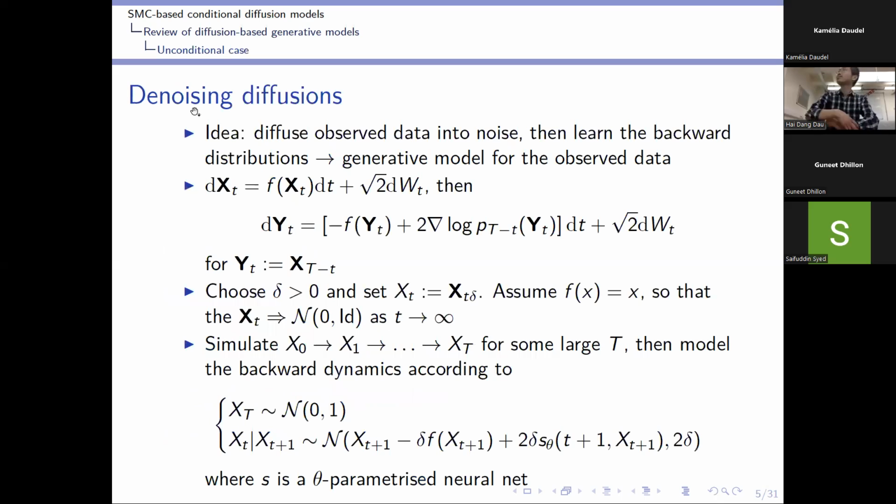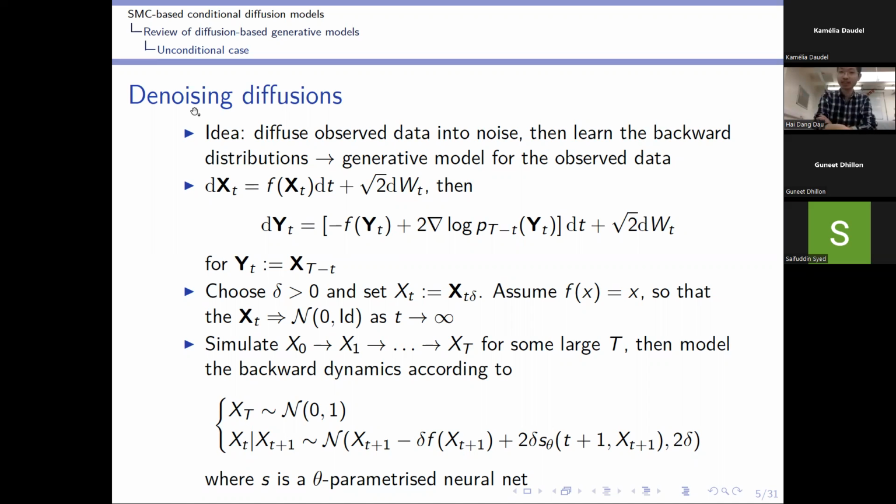Okay, so the idea of denoising diffusions is that you have some data, you diffuse the observed data into noise, and then you learn the backward distributions so that you get a generative model for the observed data. Here I'm presenting a very simplified case because I'm trying to go fast for this part. You have a diffusion dXt = b(Xt)dt + sqrt(2) dWt. Then the reverse process is also a diffusion, and you can write its drift term and its noise in the formula above.